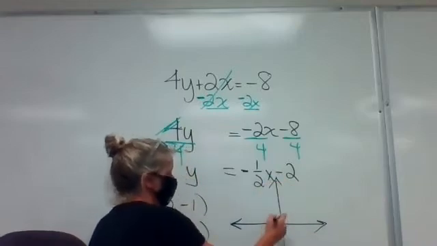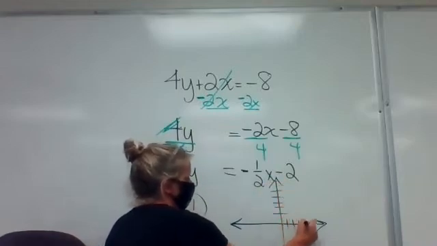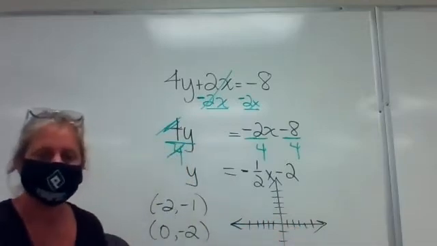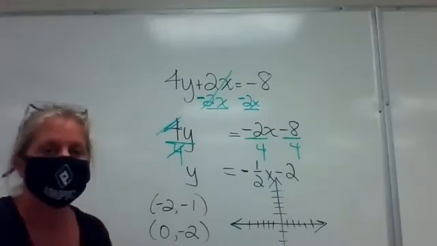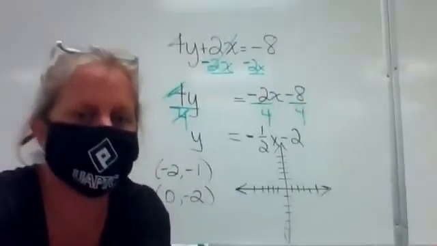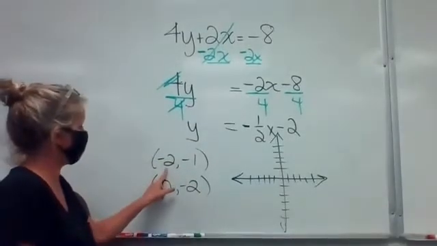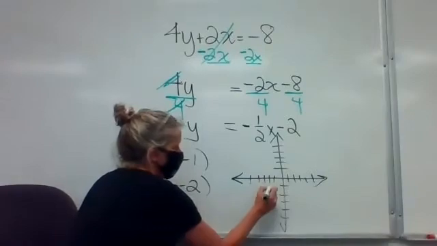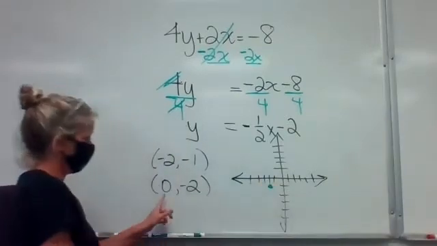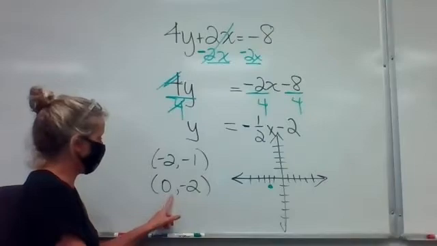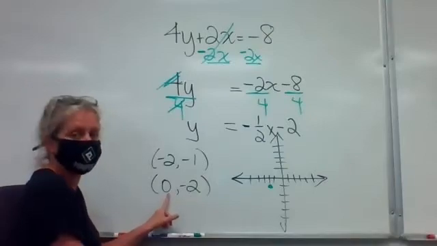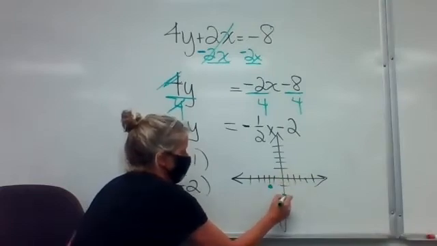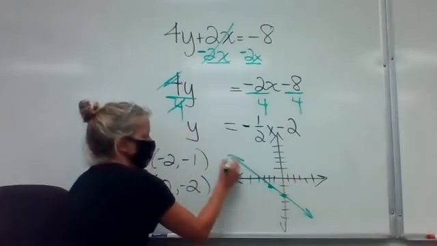Again, tell Math Lab you want to graph a line. And then choose 2 points to plot. So here I am going to plot negative 2, negative 1. So left 2 for the x, down 1 for the y. Left 2, down 1. And then 0, negative 2. So left and right 0, down 2. And connect them.